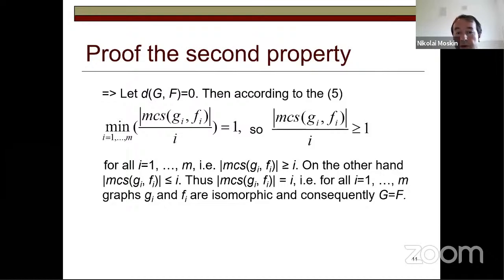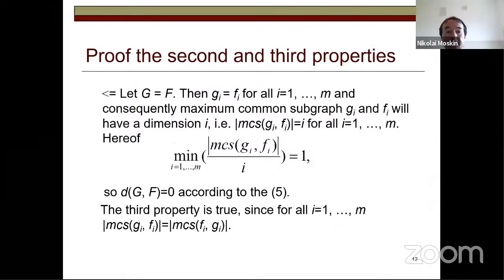So according to formula 5, we can see these inequalities for all i from 1 to m. So these inequalities are fulfilled. On the other hand, these inequalities are fulfilled. So we can see that graphs G and F are isomorphic. The second case: let G be equal to F, then obviously Gi is equal to Fi.